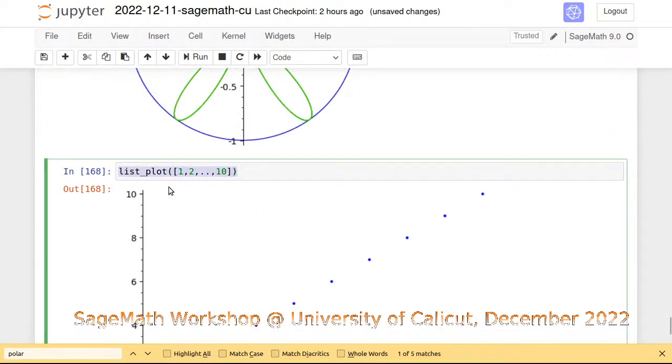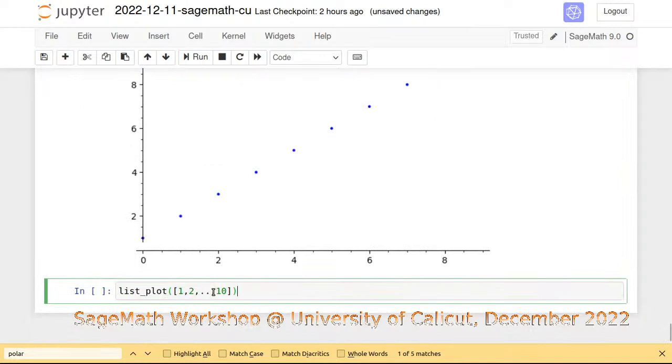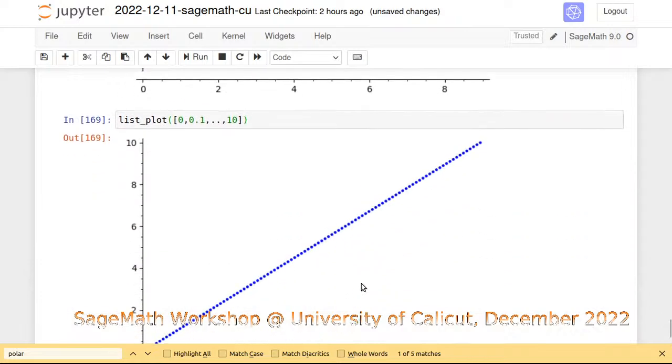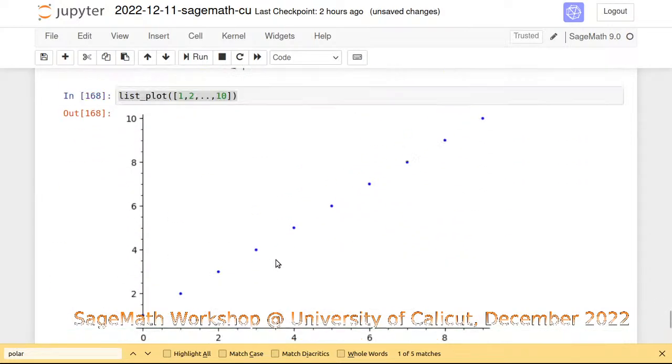Now if you take more points, you will definitely get more dots. So 0, 0.1, etc. That linking of these points is not happening. The connecting of these lines is not happening. That's it. After 10, if you take more points, this will be more or less a consecutive line.